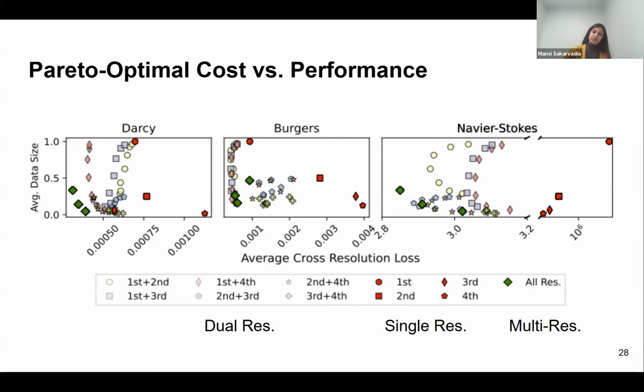And what we're interested in here is our experimental points to be in this bottom left-hand corner. So what the y-axis is showing off is the average dataset size. And we know that dataset size is correlated with costs in our workflow, so we want lower dataset size. What the x-axis is showing is the average loss across all 4 of our test resolutions. And again, we want loss to be low as well. So we see consistently that multi-resolution training, a data-driven solution, enables this.